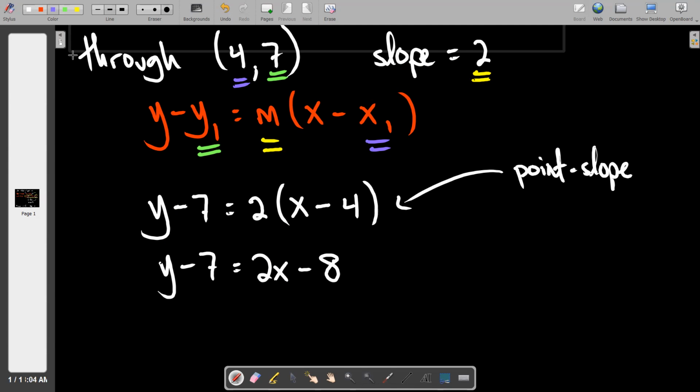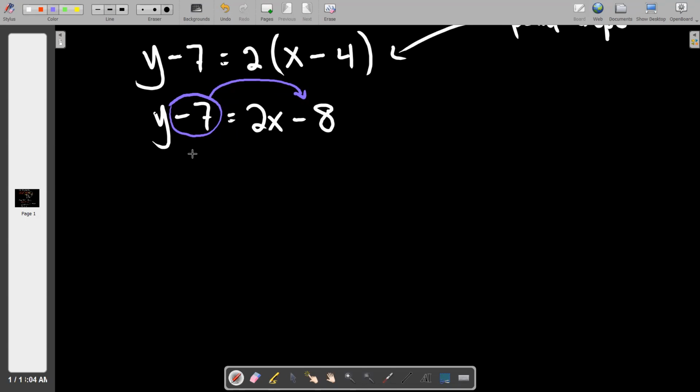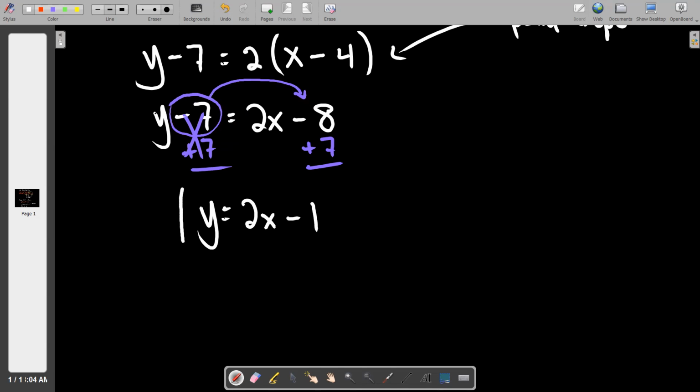So why don't we take this minus 7 and add it to the other side? We just transport it over there like this. And I'm going to show my work. I won't always show this, but by adding 7 to both sides like this, I get a completed product. These 7s are going to cancel, and I'm left with y equals 2x minus 1. And this is the goal for the day. That's our answer.